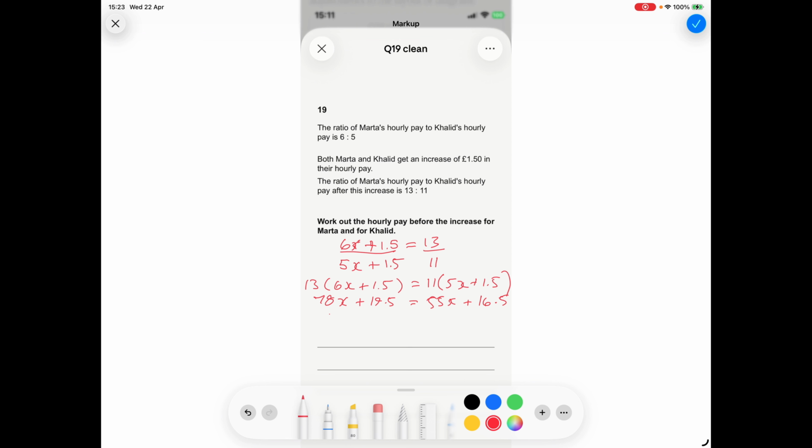Take 55x off both sides, and you get 23x plus 19.5 equals 16.5. And then take off 19.5 from that side, and you get 23x equals 3. Which on the face of it does not look like this is going to be correct.